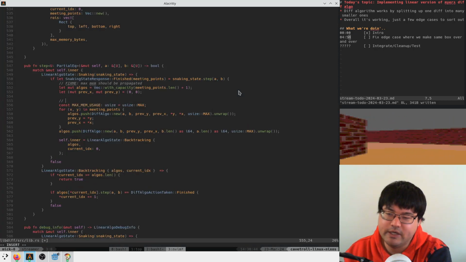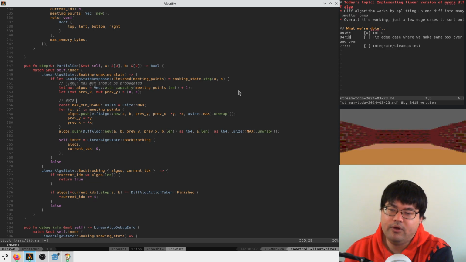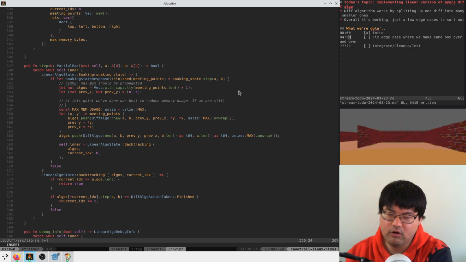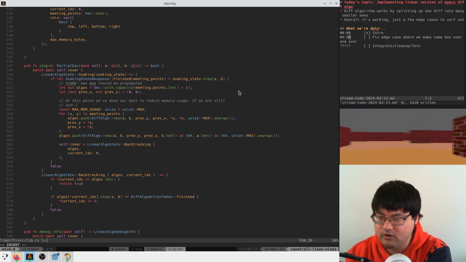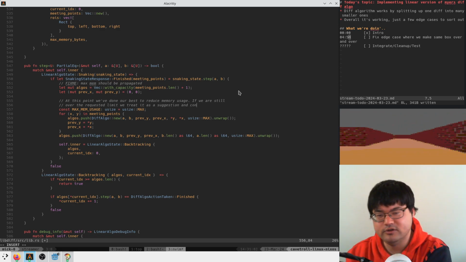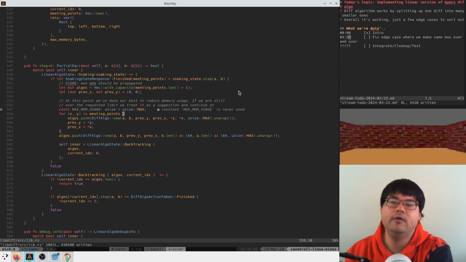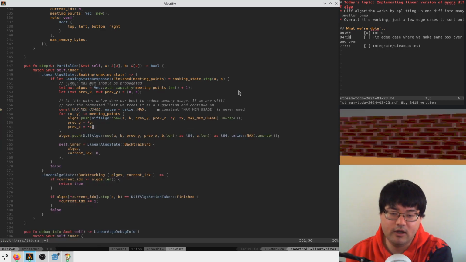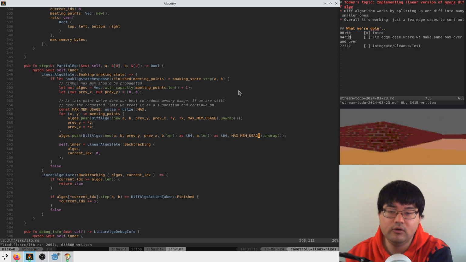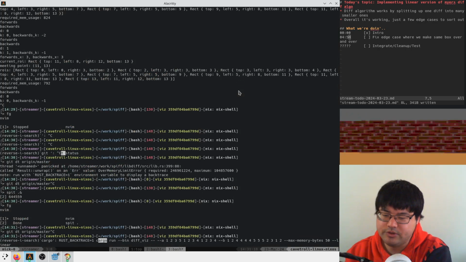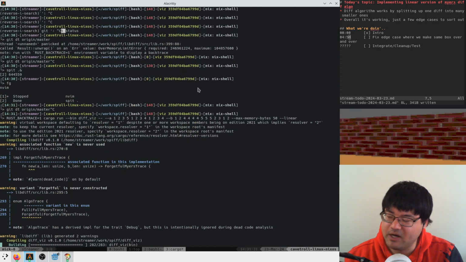So here I'm just going to put a comment saying, note that at this point, we've done our best to reduce memory usage. If we are still over the requested limit, we treat it as a suggestion and continue on. Okay. And then here we say max mem usage here and here. Okay, so now let's see what happens.